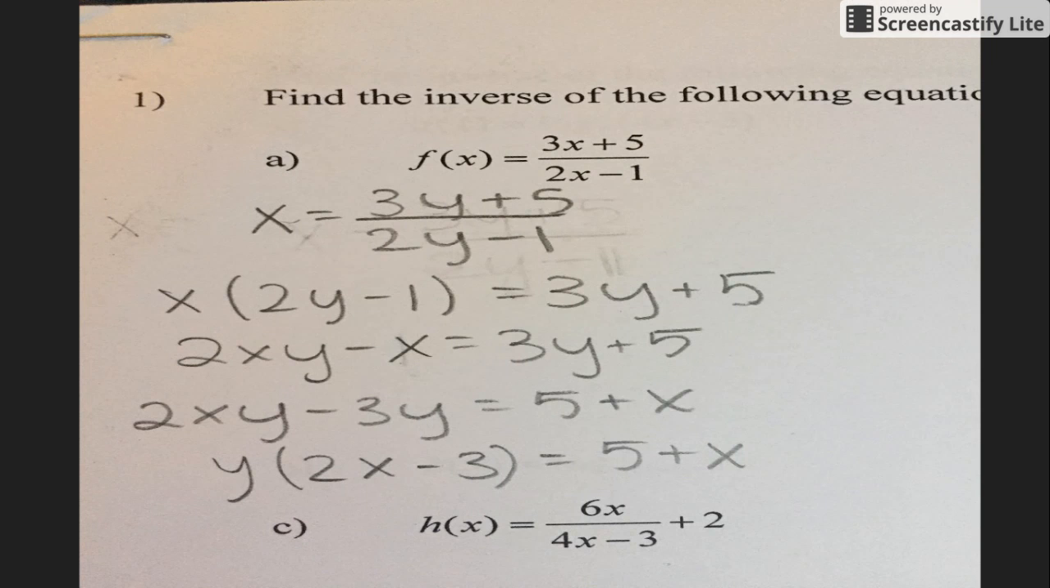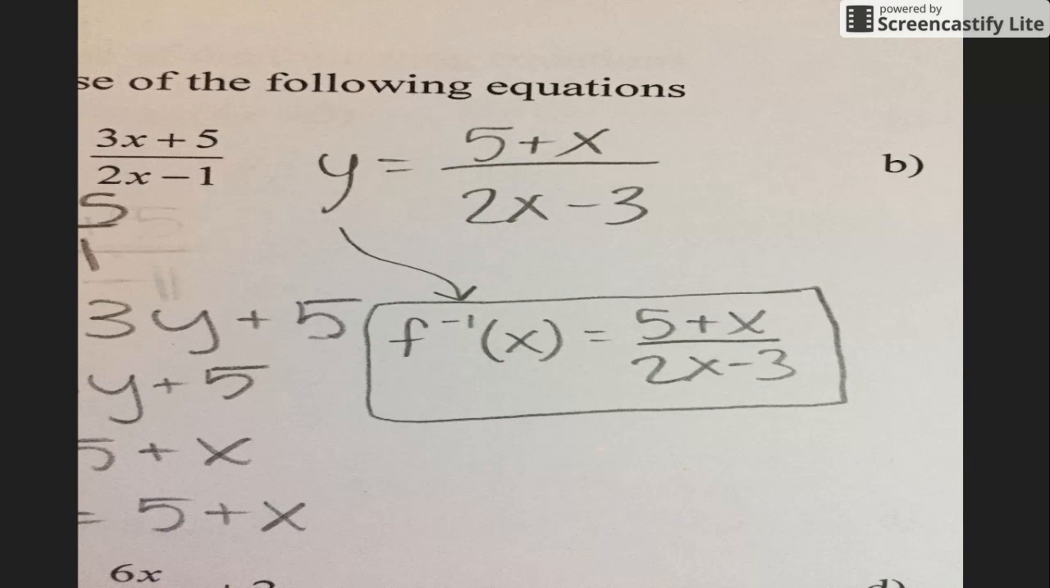So then you would pull the y out of the side that you had moved all the y's over to. And then you just divide both sides by what's outside the y. So in my case, the 2x minus 3. And then that is your answer. Make sure you change it to the notation of inverses, which is f negative 1 of x, and don't leave it just in y equals, because that's wrong, because that's not what the original equation said.